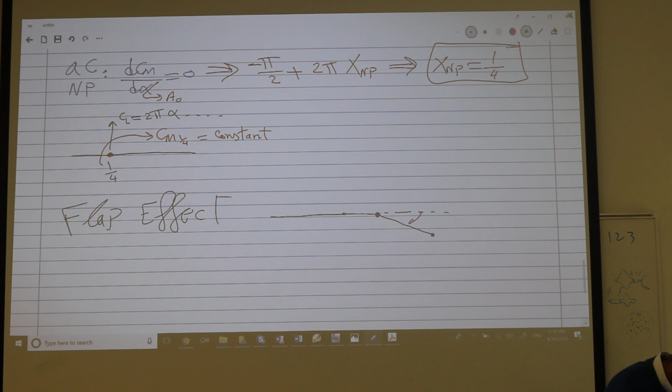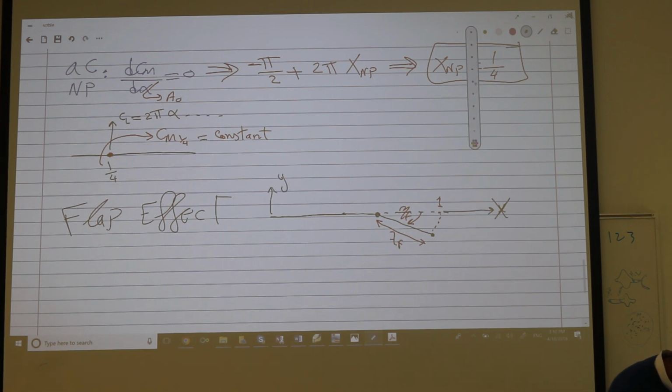So you have the flap angle, eta flap, and this is the flap chord ratio, lambda flap. So this should be unity, 1. Okay, this is your x-axis, and this is your y.